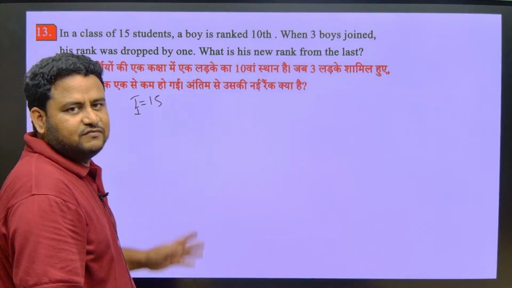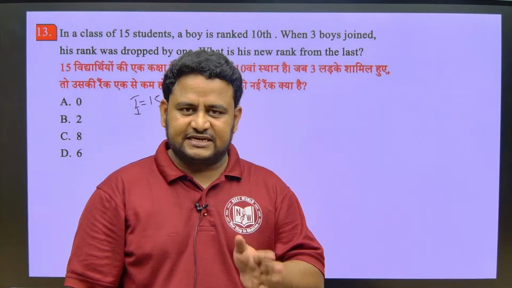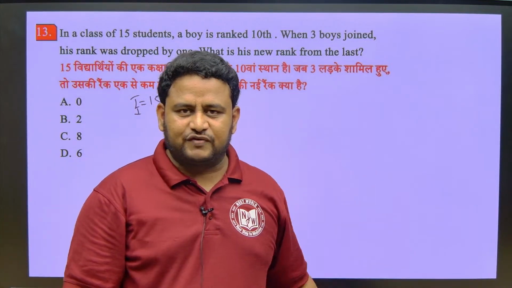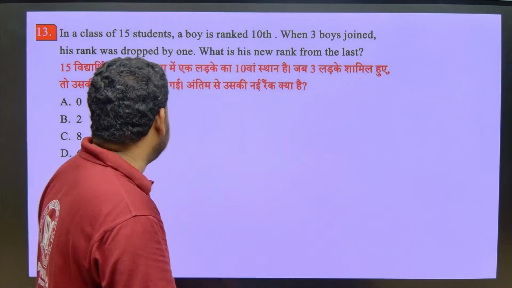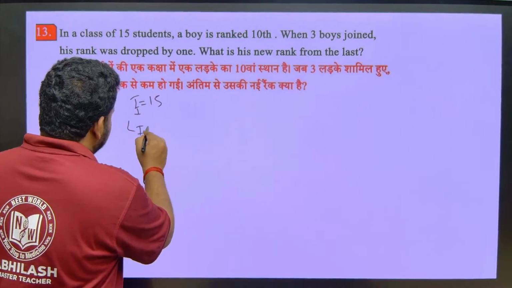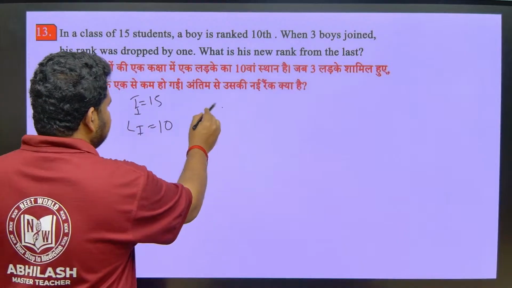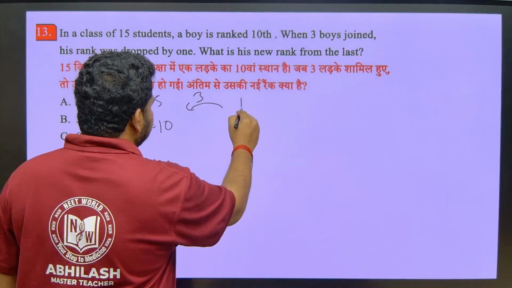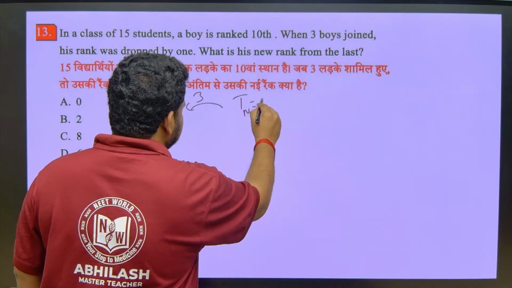Rank 10th means from the starting. Ranking is given from the starting. Correct? First rank, second rank, third rank, 10th rank. So from the beginning, his rank is what? 10. So that is his initial position. His initial position, that is left initial is 10. Now when 3 boys join, okay, total will become what? New total will become what? 15 plus 3, it will become 18.